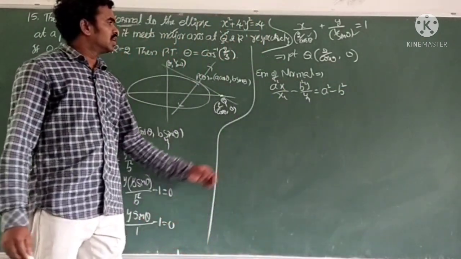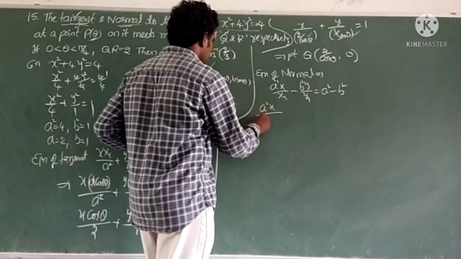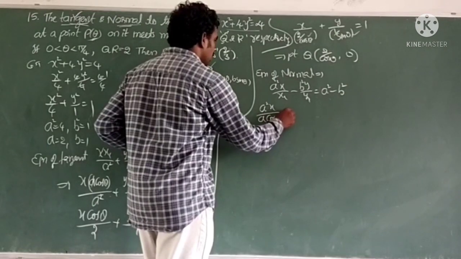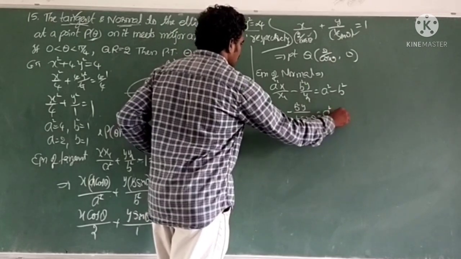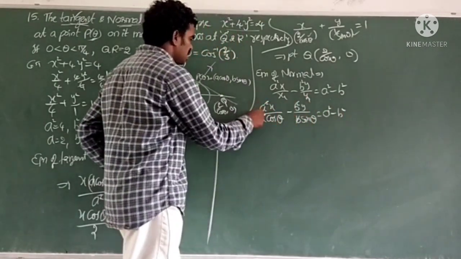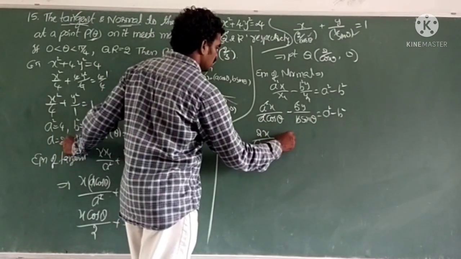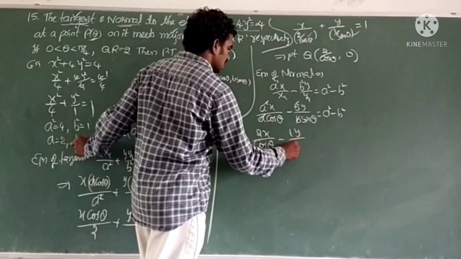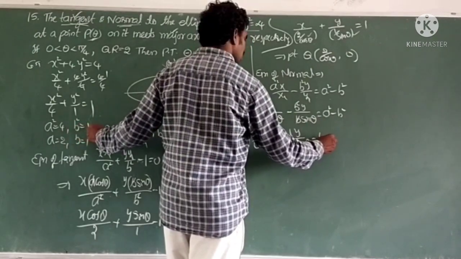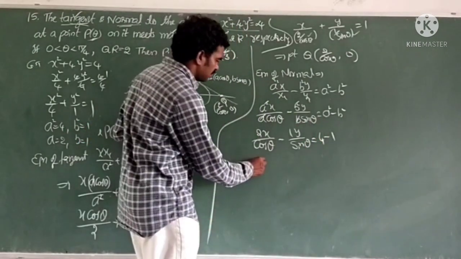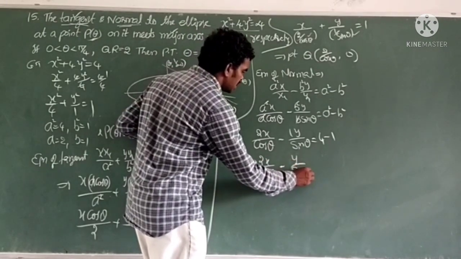Okay, x1 means a cos theta, y1 means b sin theta. So a square x by x1 means a cos theta, minus b square y by y1 means b sin theta, is equal to a square minus b square. Of course cancel. And what is a? a means 2. 2x by cos theta minus b means 1, y by sin theta is equal to a square means 4, b square means 1, 4 minus 1, 3. So 2x by cos theta minus y by sin theta is equal to 3.